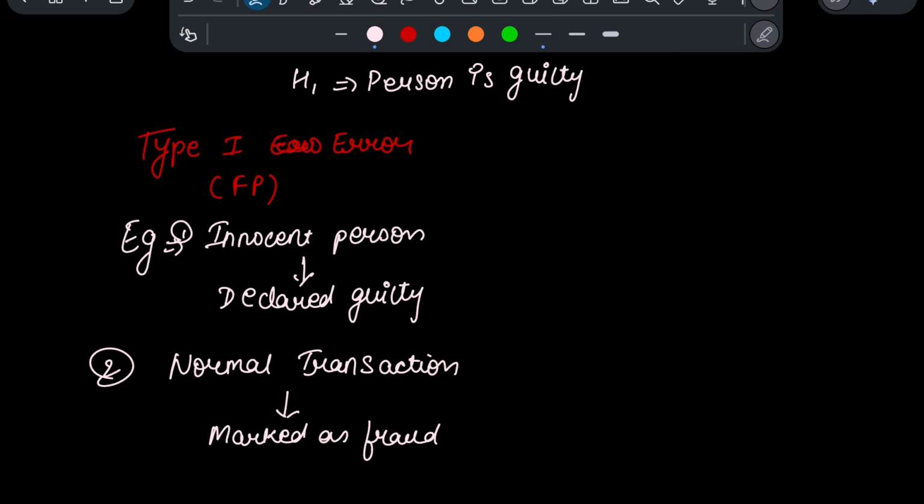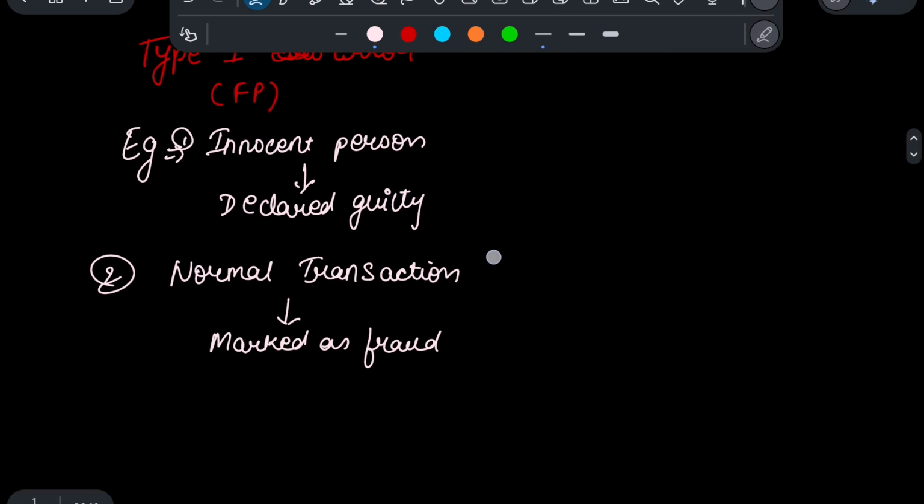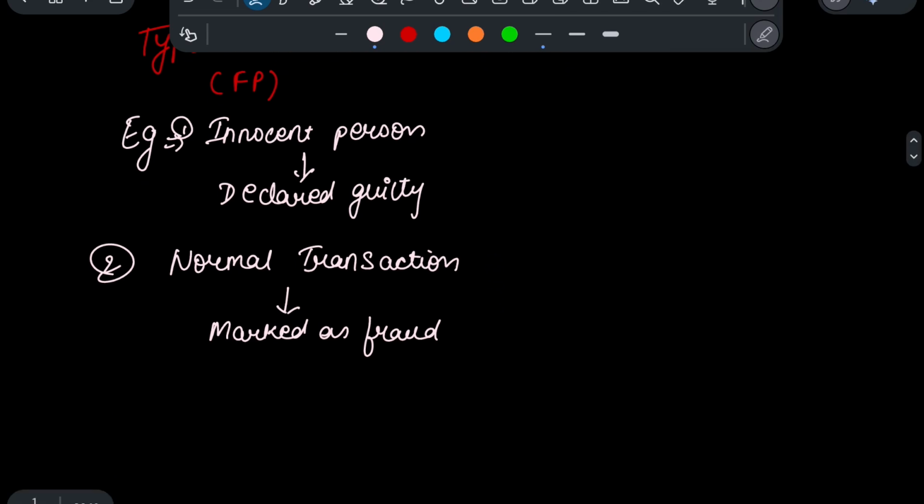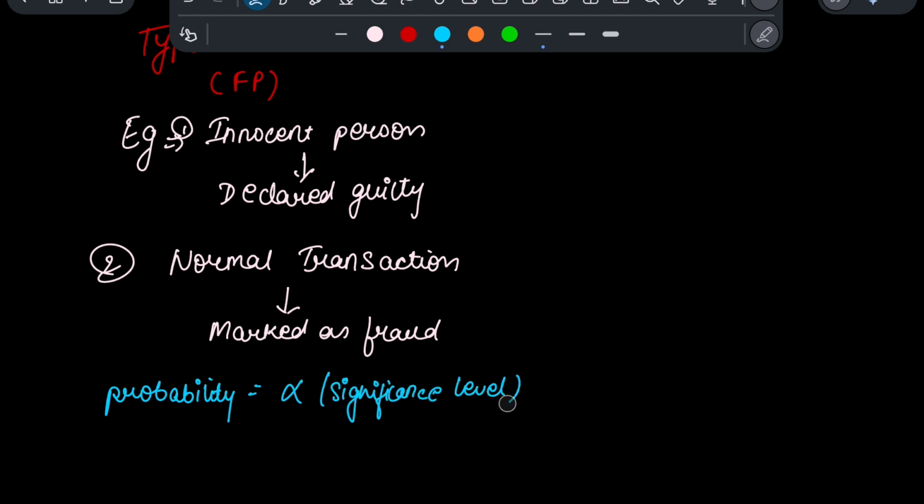The important point to note here is that the probability of a type 1 error is alpha, that is the significance level. Let me write that for you: the probability of the type 1 error is nothing but alpha, the significance level. If alpha is 0.05, it means you are accepting a 5% risk of false alarms.